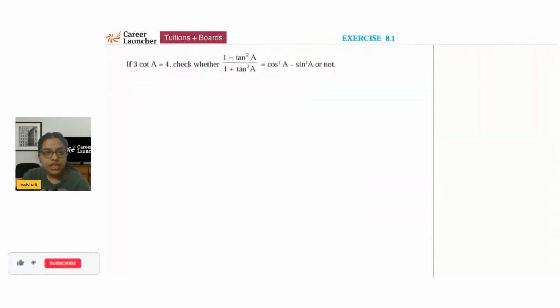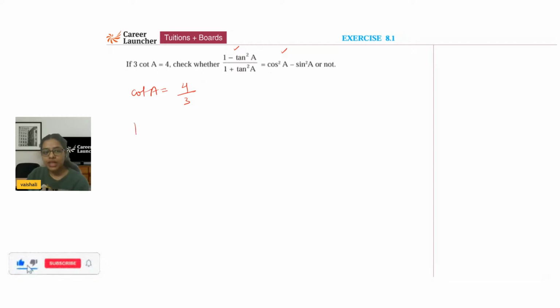Now the next question, if 3 cot A is equal to 4, then what is the value of the expression? We have to find both these expressions and also check whether they are equal to each other or not. So it's a two-step process that we must look into to find the value. So cot A is what? 4 by 3. And what is cot? I can say cot is generally base upon perpendicular.